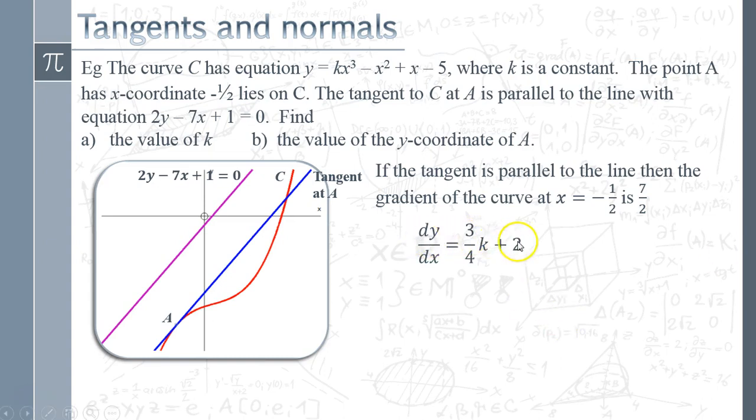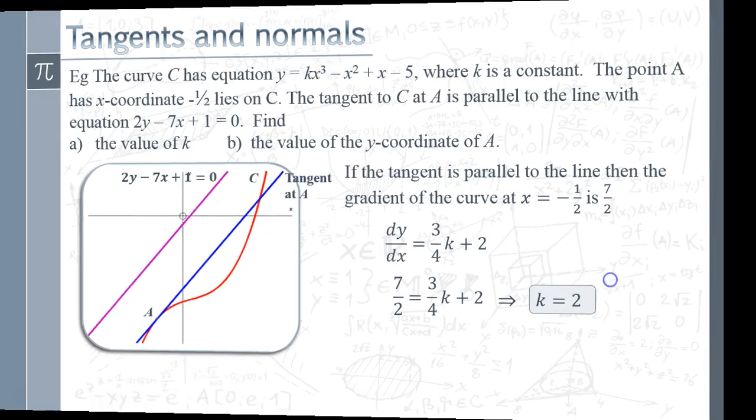So we know that our gradient function here is going to be 7 over 2. So let's put the 7 over 2 in place of that bit there. So there we go. 7 over 2 equals 3/4 k plus 2. All we've got to do now is do a bit of solving. And when you solve that, you find you get a value of k equals 2.